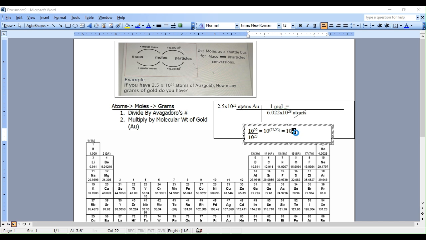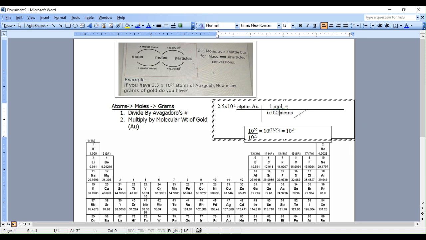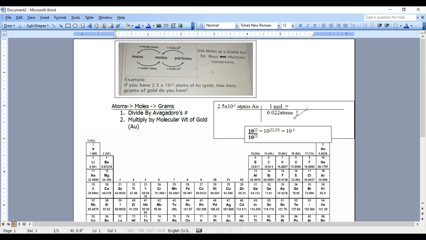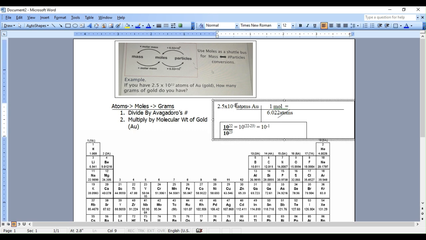So now that makes the math a lot easier. The exponent portion just turns out to be 10 to the minus 1. So I can get rid of the 10 to the 22 and just make it 10 to the minus 1 now, because I divided those out in that other box. Now look at the math. It's much easier. The atoms cancel out, the 10 to the exponents cancel out, and now it's just 2.5 times 10 to the minus 1 divided by 6.022.